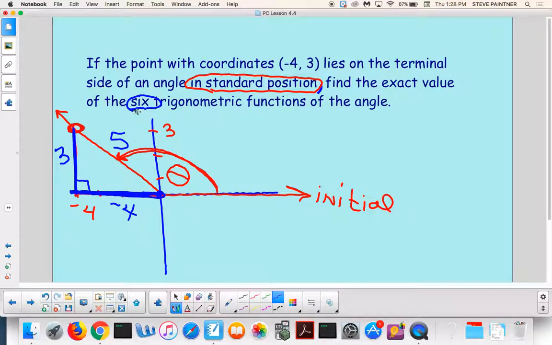What are the 6 trig functions? Get going. This one's not bad. You don't have any roots. There's no square root of that. Square root of this.